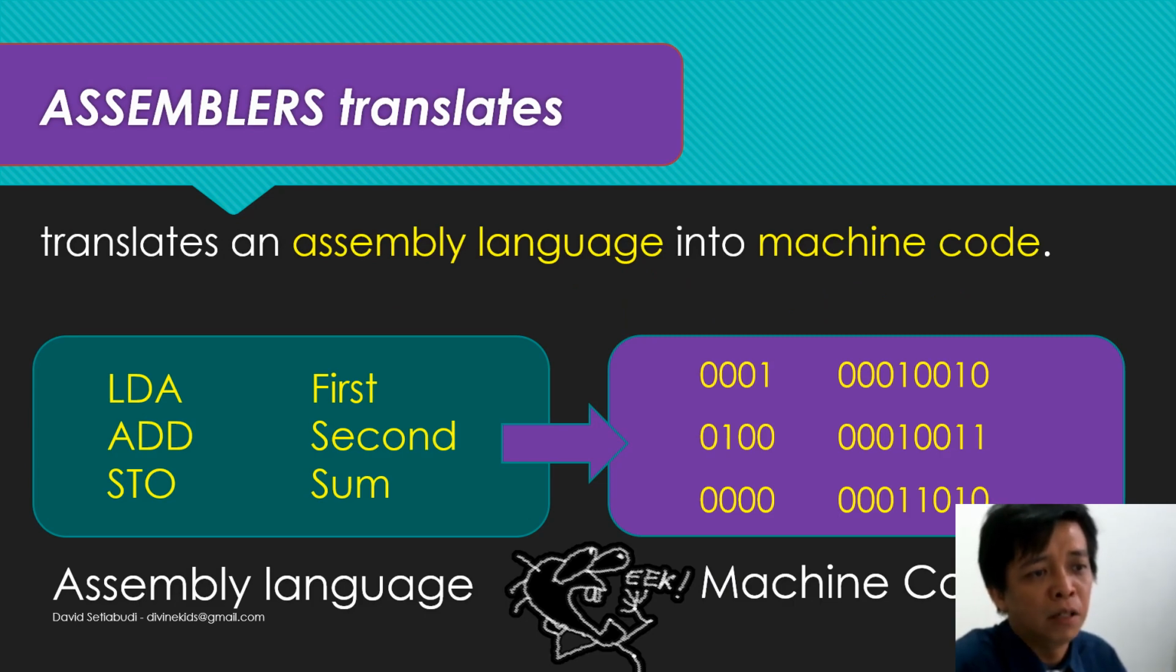So, assembler translates from this one, assembly language: LDA, load the first number, adding the second number, store the sum of the first and second number. This one is an assembly language. By using assembler, this one becomes this 001, 0010, and so on. This one is the machine code. Okay? Assembler translates assembly language to machine code.